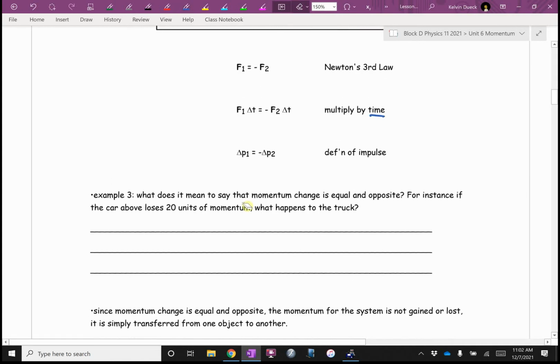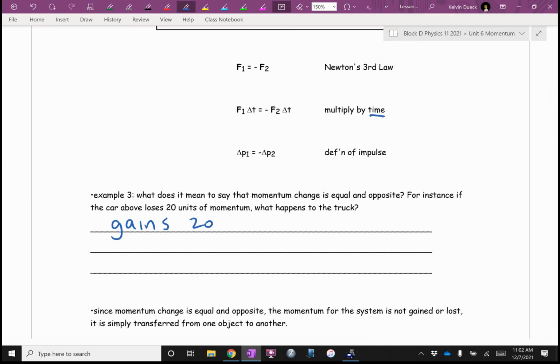What does it mean to say that momentum change is equal and opposite? If the car loses 20 units of momentum, what happens to the truck? What that means is the amount of momentum you start with will be the same as the amount of momentum you finish with. There's a fancy phrase or word for that in science. We say that momentum is conserved.